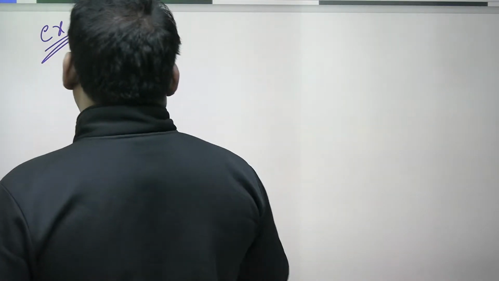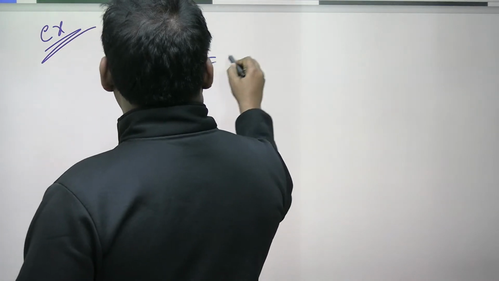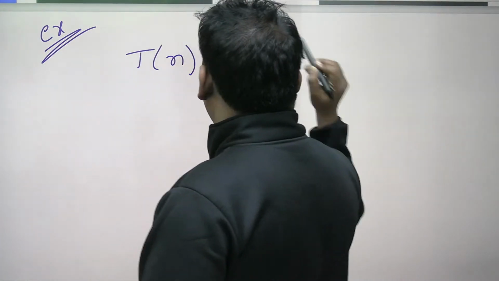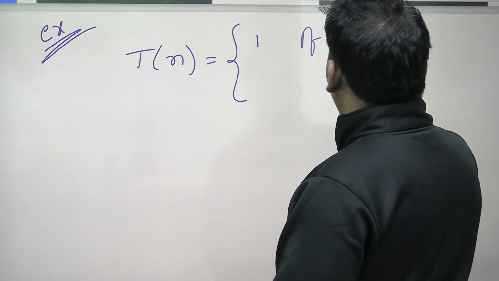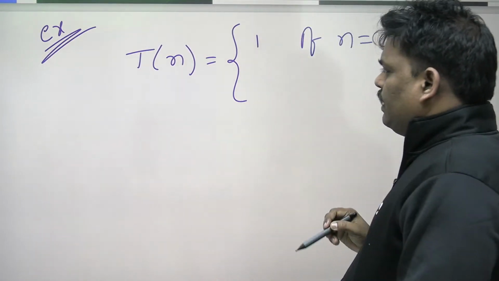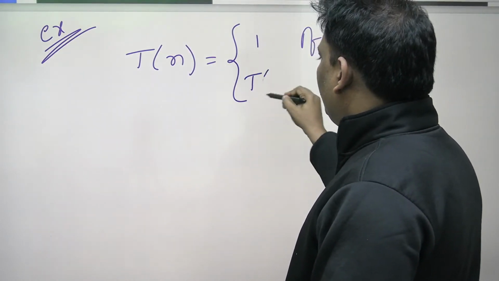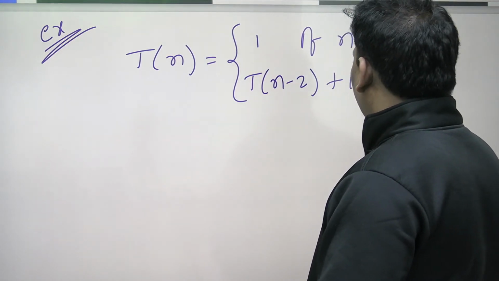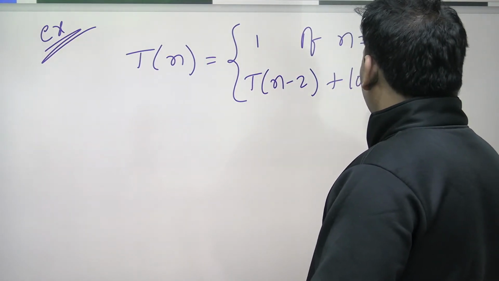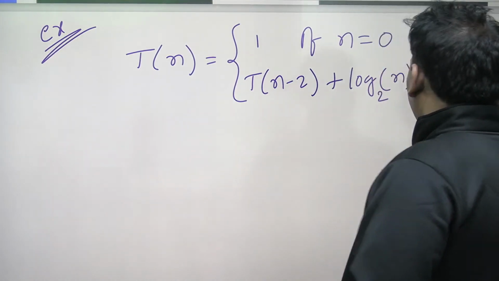See the 4th problem. T of n is equal to, try yourself. T of n is equal to 1 if n is equal to 0. Otherwise, T of n minus 2 plus log of n base 2 if n is greater than 0. Try this.